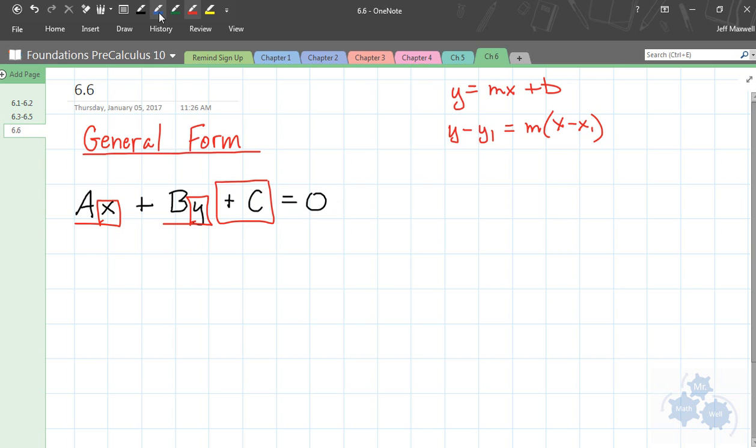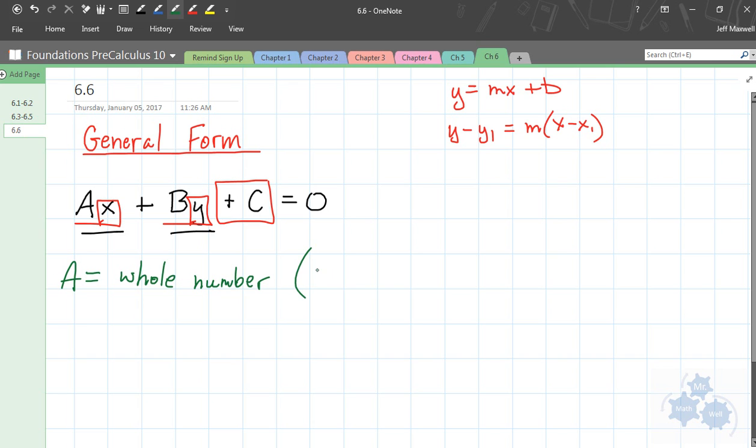Now, other things that you maybe noticed but didn't say: the x term is written before the y term, and that always is the case in the general form. You can't have those switched up. The x term comes first, then the y term, then the constant term. Now, the other thing is, a is a whole number. If you look in your book on page 378, a must be a whole number.